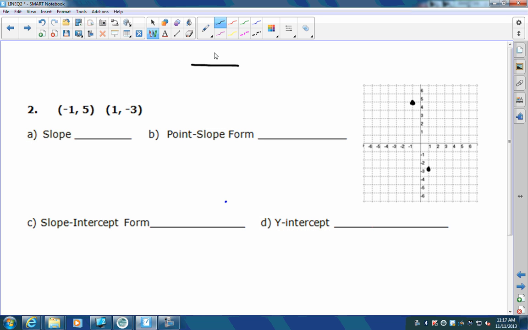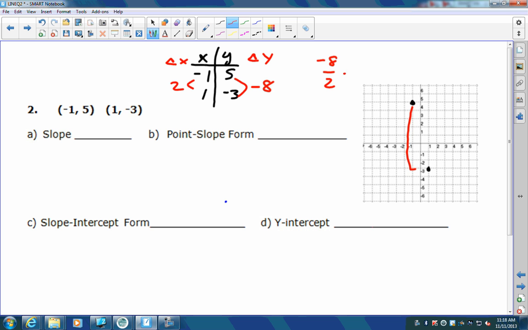So again, you can either find it from your graph, your slope formula, or the table. I've got negative 1, 5 and 1, negative 3. Delta y, the change in y, is negative 8, because you're going down 8. Delta x is 2, and over 2. Negative 8 over 2 is negative 4. You should have gotten your slope to be negative 4.